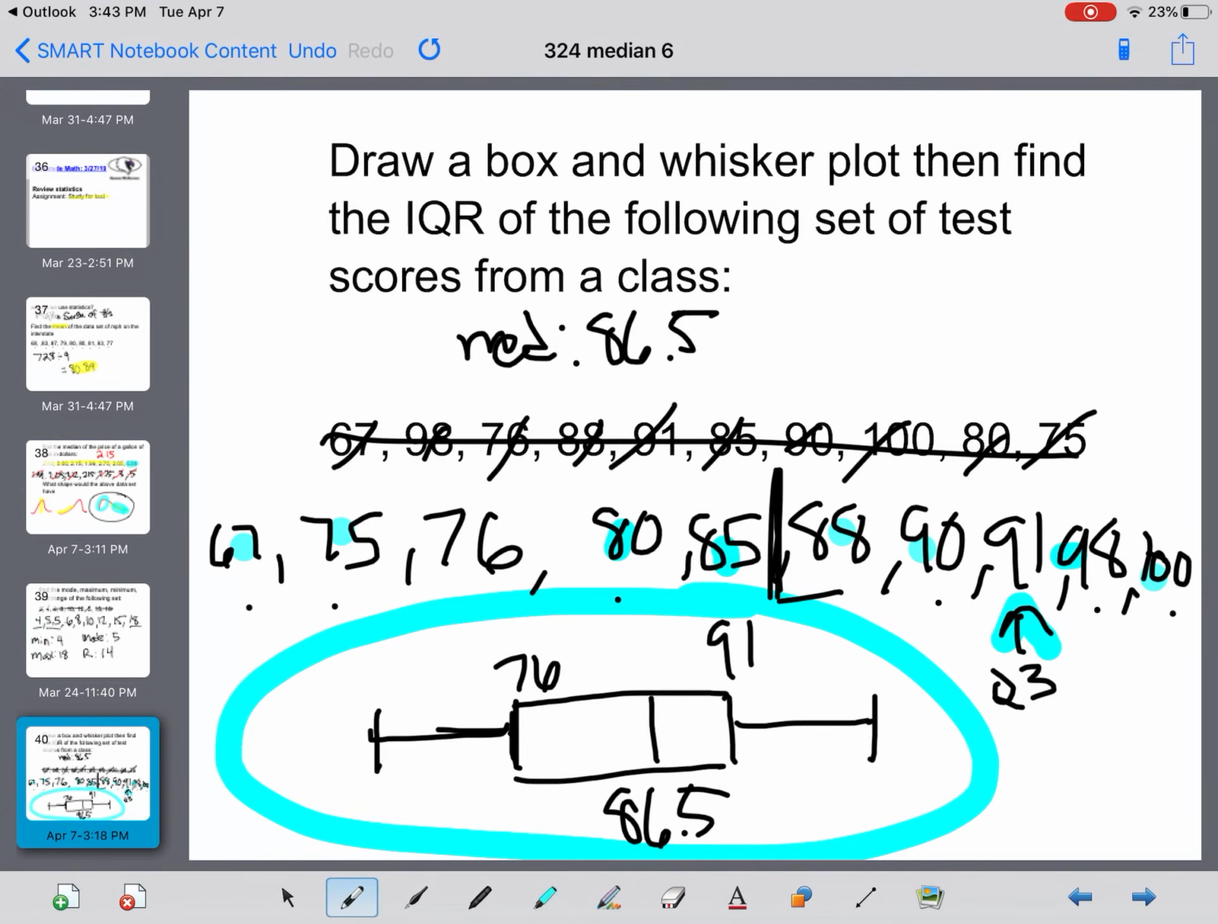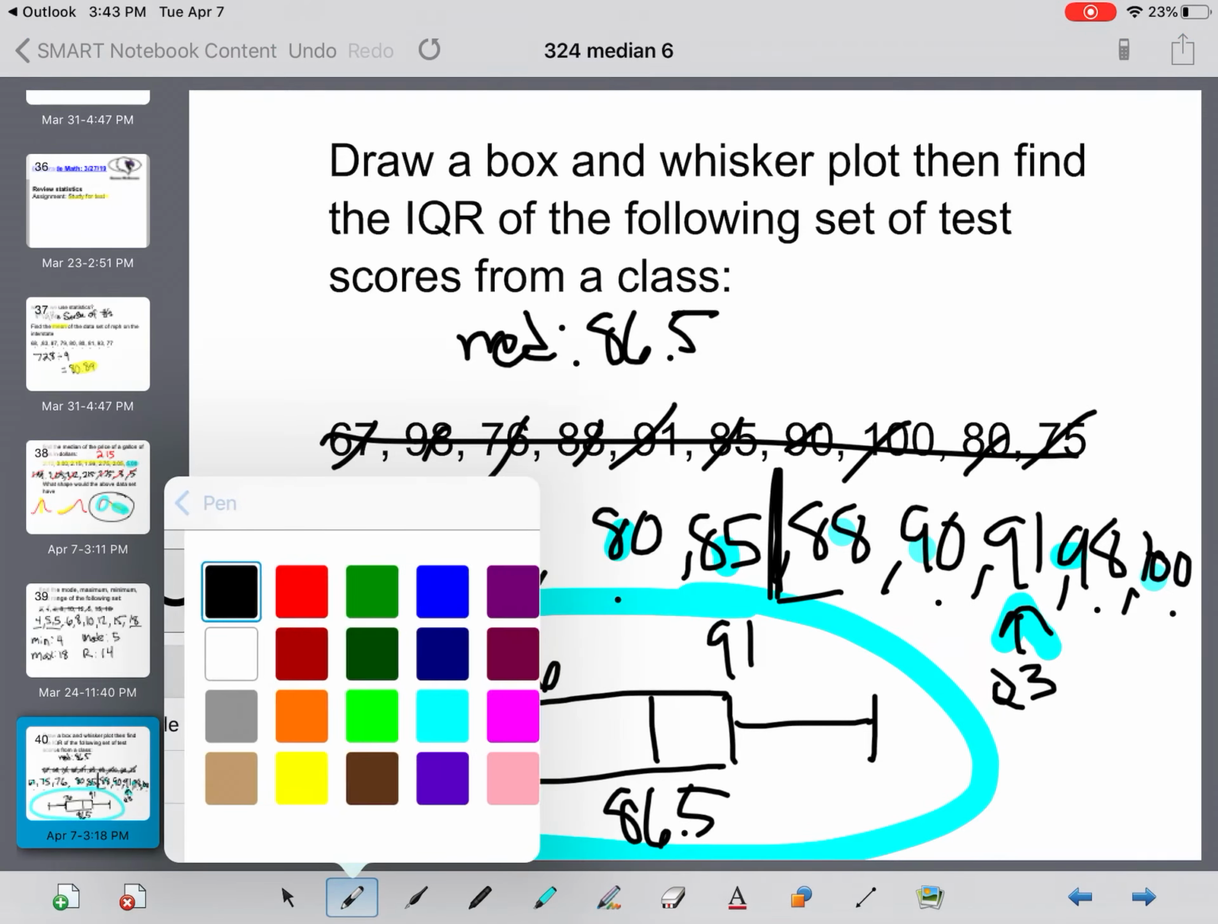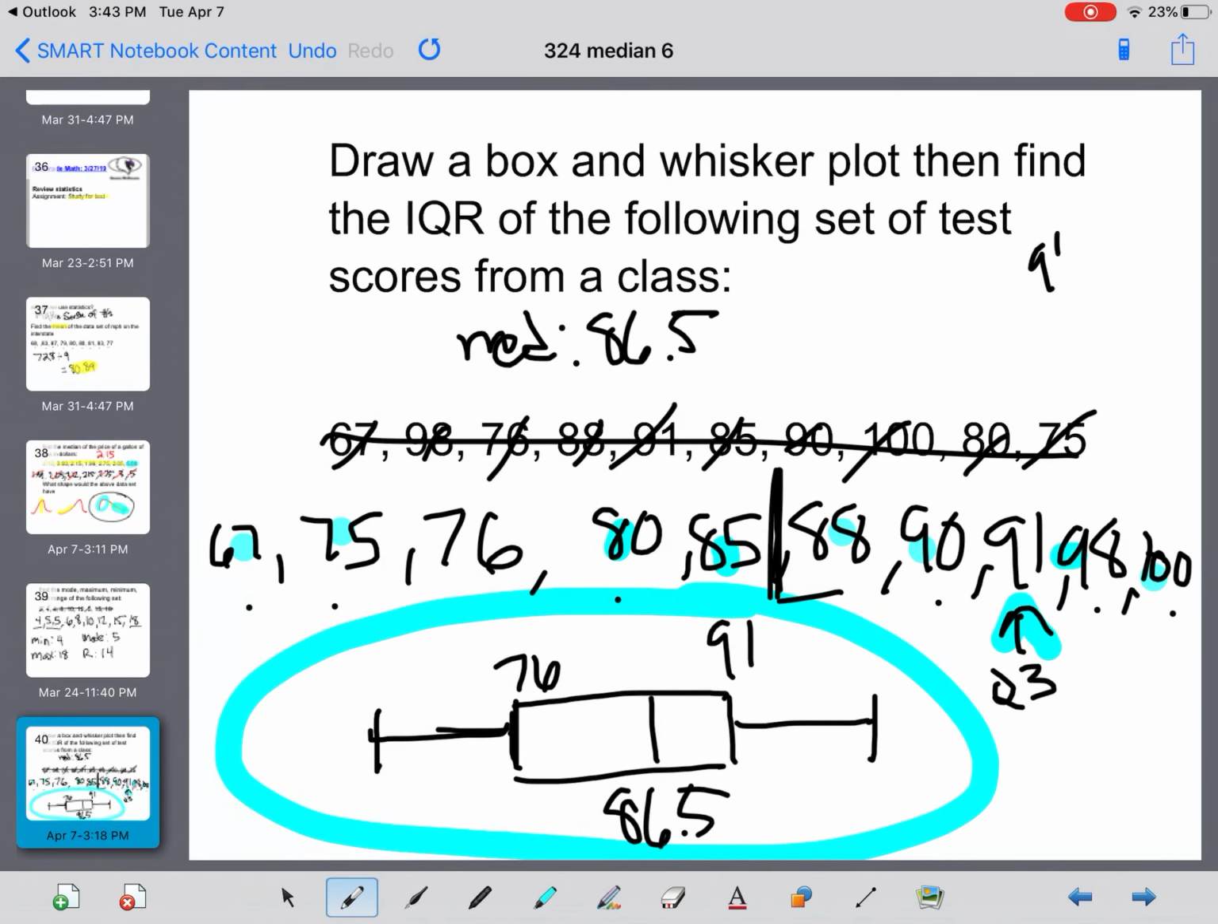Okay. Now we need to find the IQR. So the IQR is just the Q3 minus Q1. So we're going to have 91 minus 76. 15. All right. 15 is our interquartile range right there.